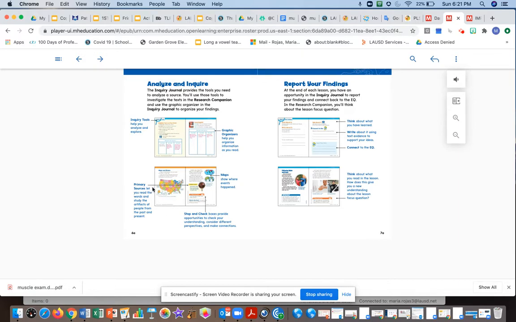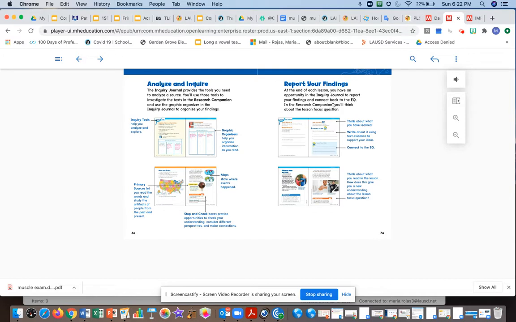You're going to have primary sources that let you read the words and study the artifacts of people from the past and present. You will have maps. They show where events happened, and you're going to have stop and check boxes that provide opportunity to check your understanding, consider different perspectives, and make connections. So we're going to report your findings. At the end of each lesson, you're going to have the opportunity to use the Inquiry Journal to report your findings and connect back to your inquiry questions.